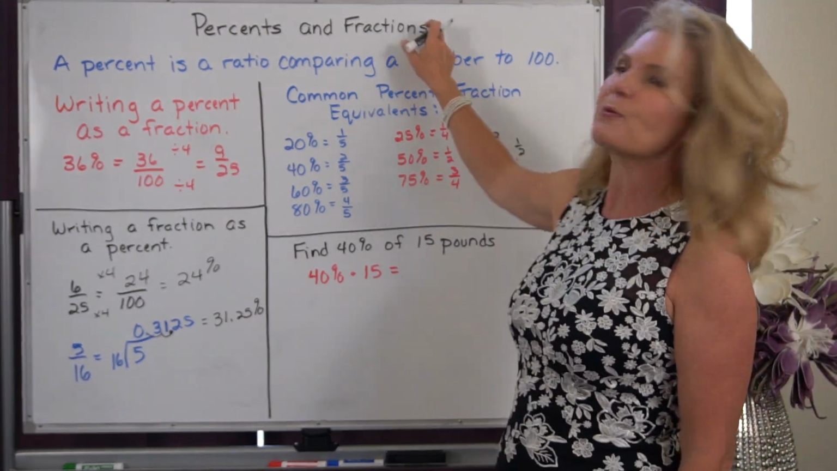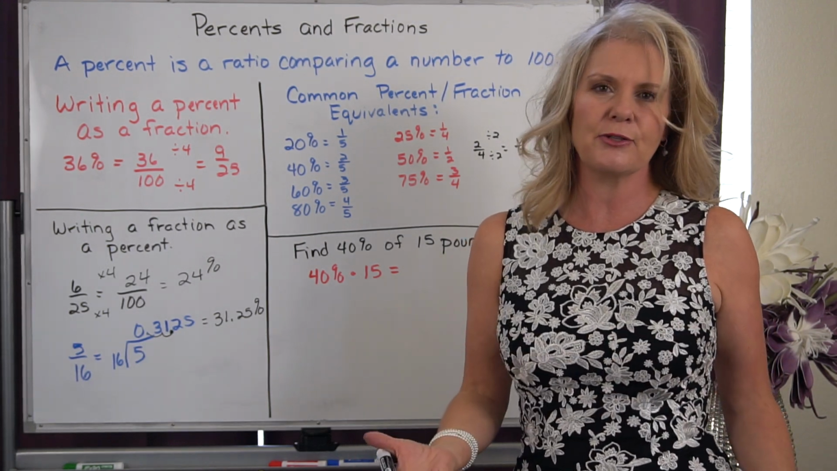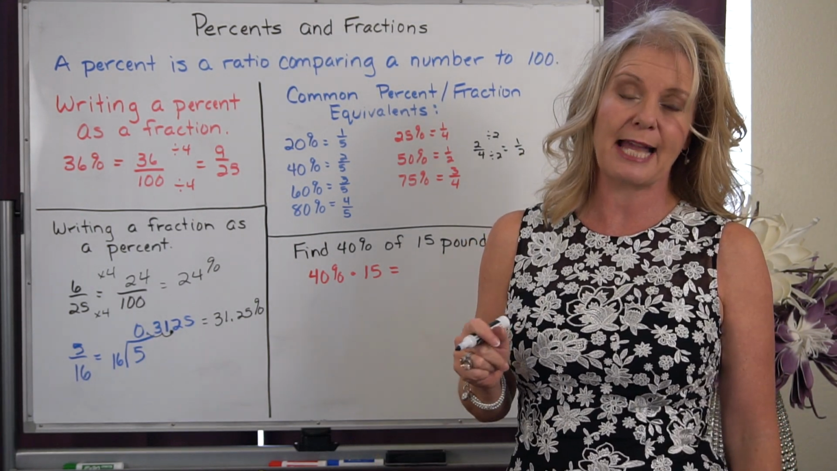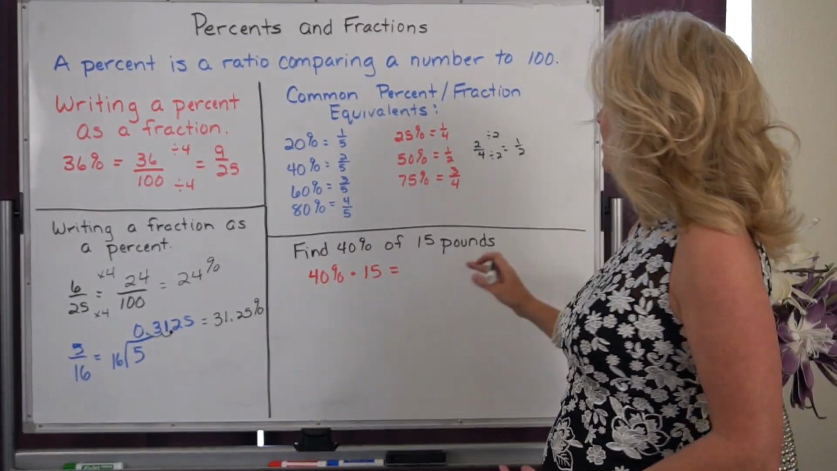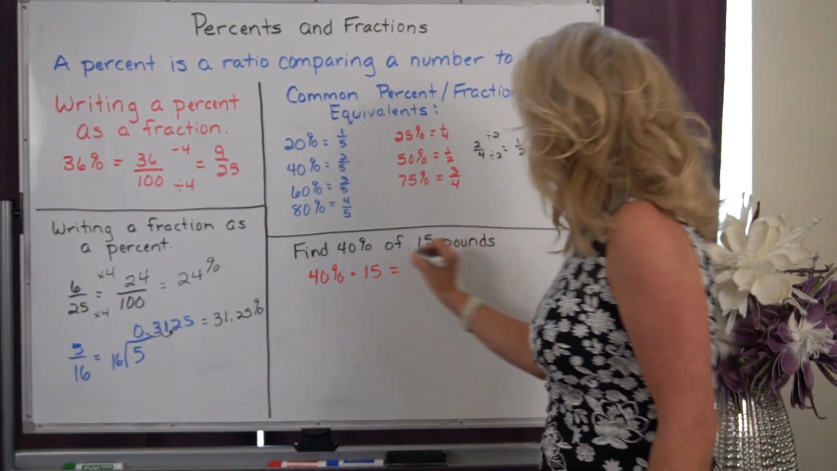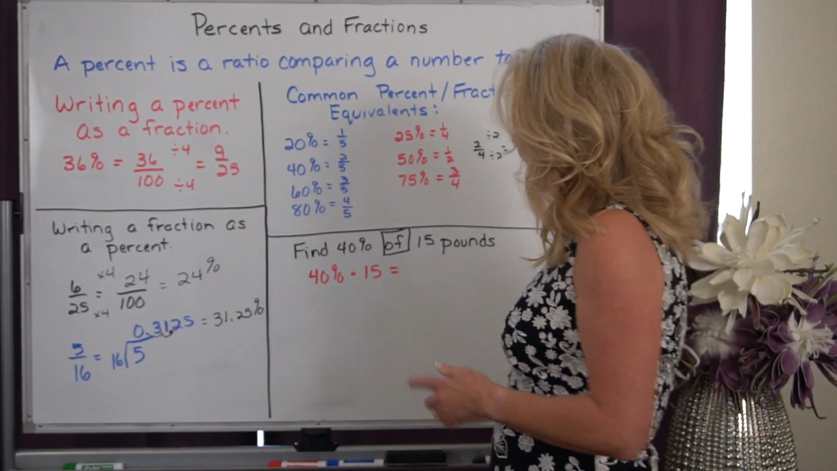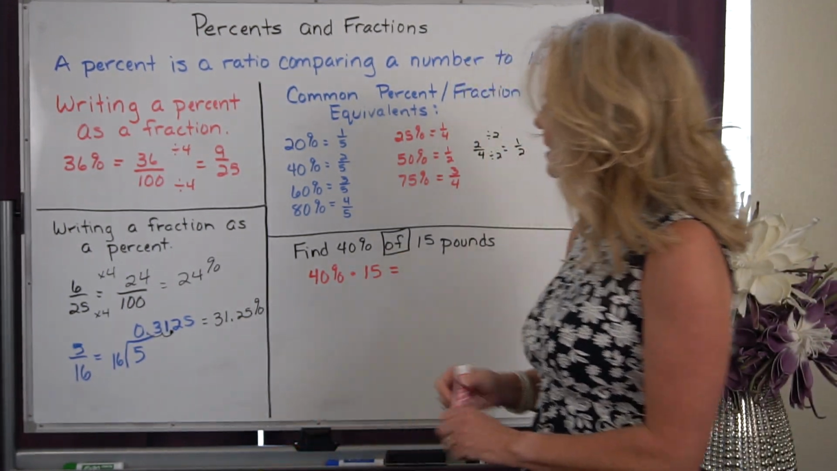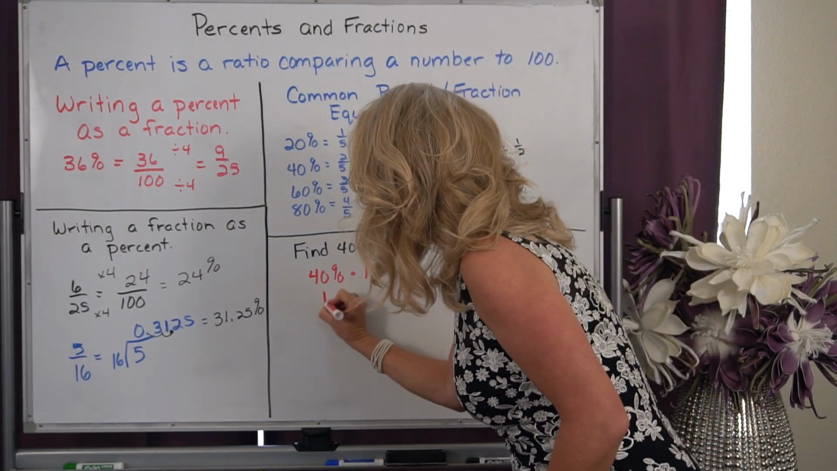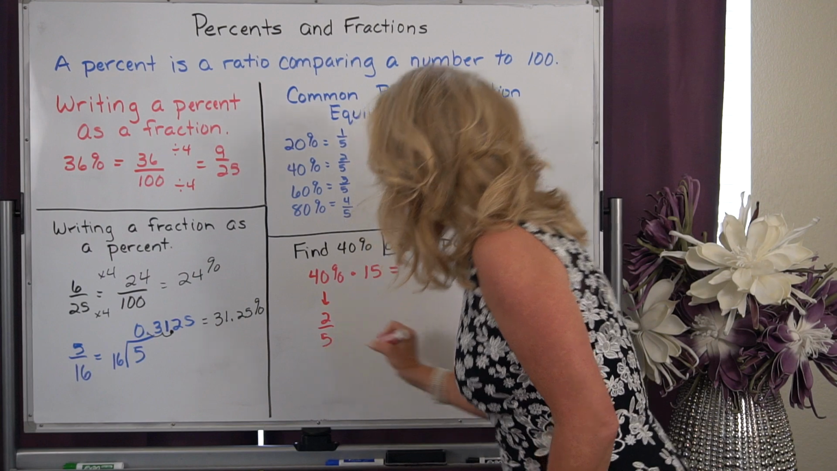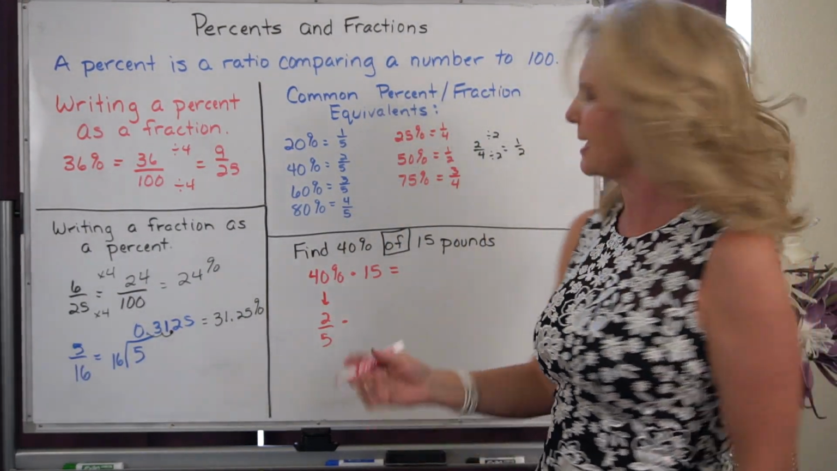And this is a perfect place where we can use fractions to help us solve. And lots of kids don't like to use fractions, but remember, multiplying with fractions is actually relatively easy. So if I get a problem that says find 40% of 15 pounds, well, that word of tells me that's multiplication. And so I can take that 40% and I can rewrite it as a fraction, because I know that common equivalent. So I'm going to change 40% to 2/5. I'm going to keep that multiplication, because that's what the word of means in math.